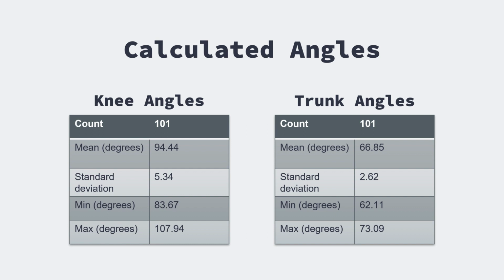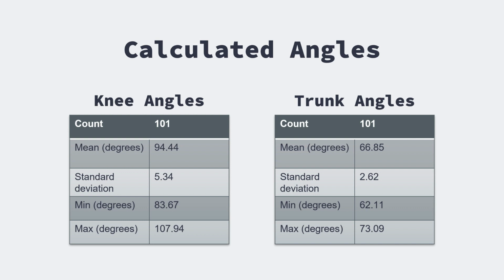After that, I ran the full pipeline on all my images in the train set to calculate Eliud Kipchoge's trunk and knee angles. The results are shown here and they will be used as a basis for comparison. For the purposes of this project, a runner with a ground contact knee angle which is smaller than 83.67 degrees is considered to be overstriding. Similarly, a runner with a trunk angle of less than 62.11 degrees is leaning too far forward, while a runner with a trunk angle of more than 73.09 degrees is running too upright.